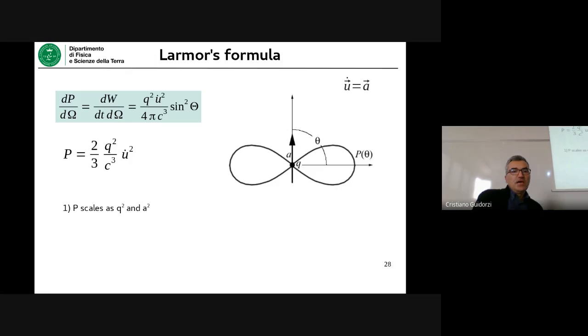Let's highlight the different dependencies of the power emitted by the particle on the different quantities. First of all, the scaling with the charge and with the acceleration. It's proportional to the charge squared. So if you take a particle which has twice as much charge, the power increases by a factor of 4. The very same works for the acceleration.